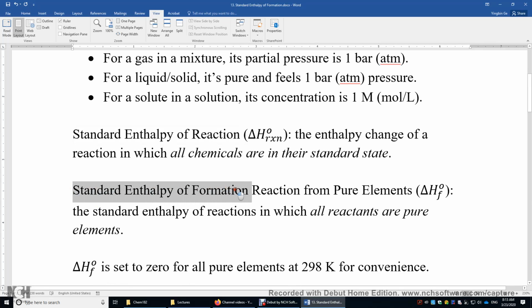Standard enthalpy of formation. It's denoted by delta H sub F superscript O. The standard enthalpy of reaction in which all reactants are pure elements. So, in addition to the condition for the standard enthalpy of reaction, we want to emphasize this. The standard enthalpy of formation reactions are the reactions in which all reactants are pure elements, and each pure element is in its standard state.